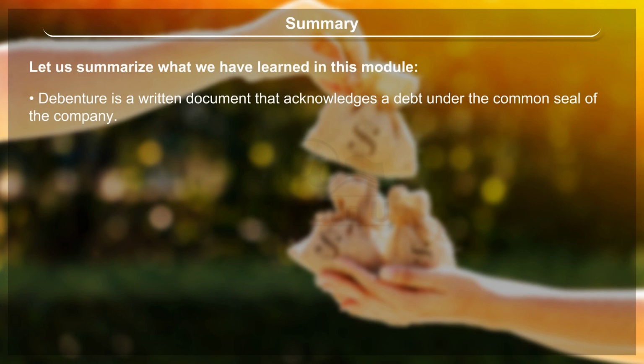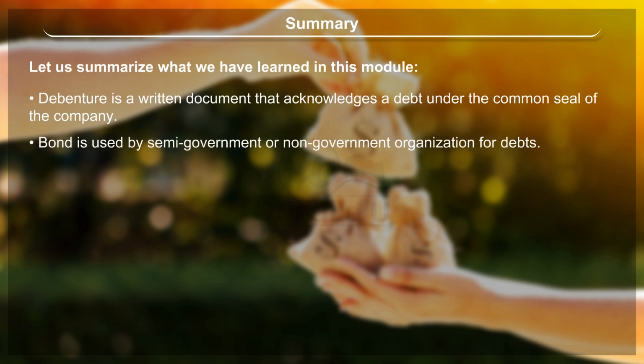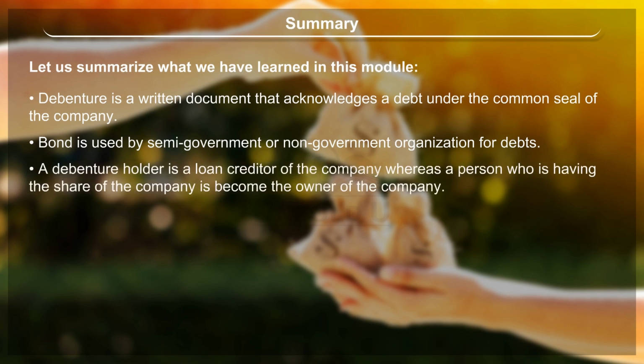Summary. Let us summarize what we have learned in this module. Debenture is a written document that acknowledges a debt under the common seal of the company. Bond is used by semi-government or non-government organizations for debts. A debenture holder is a loan creditor of the company, whereas a person who has a share of the company becomes the owner of the company.